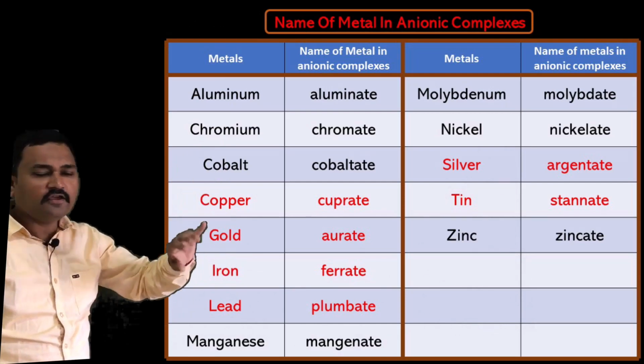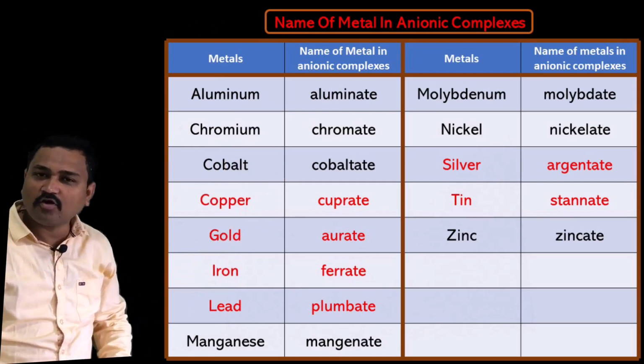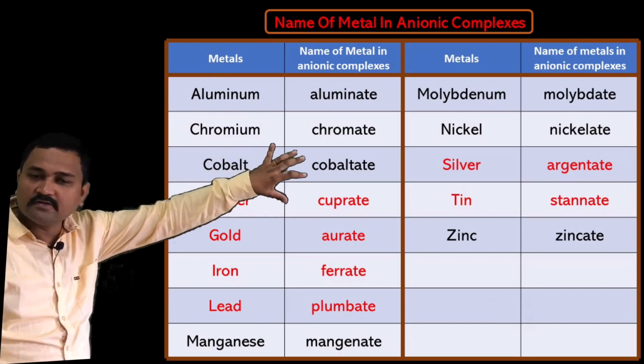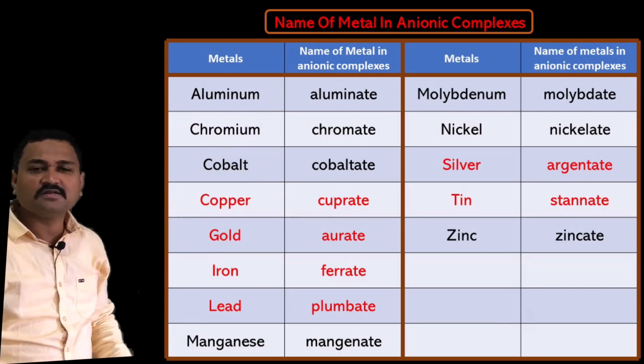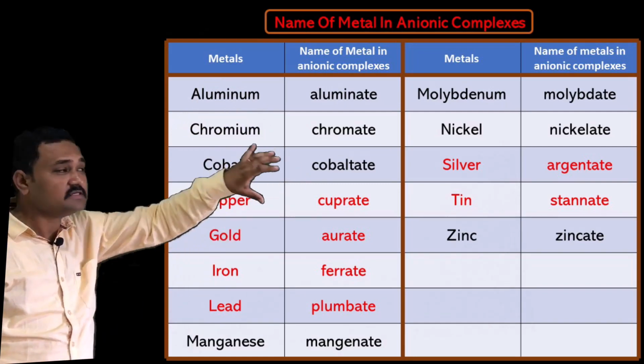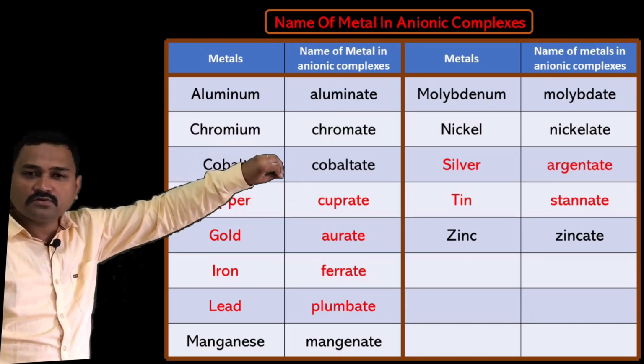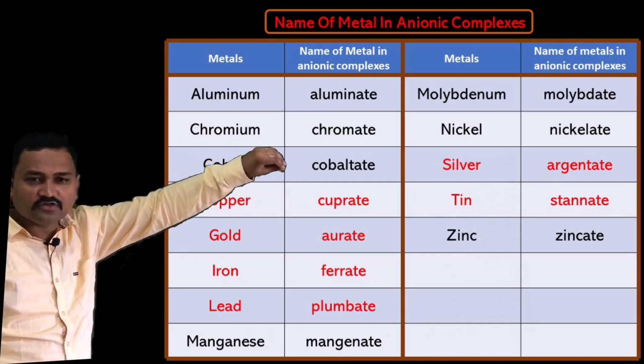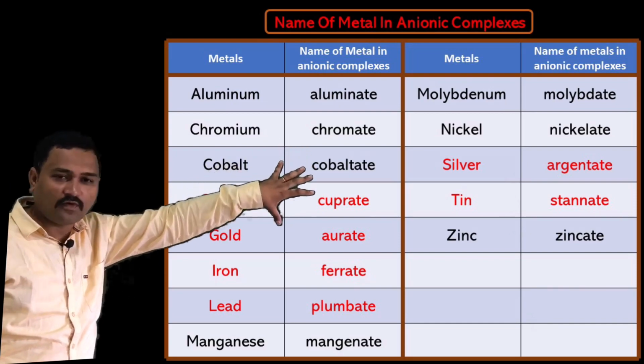Now here again I have shown one table in which I have written the names of metal ions, and if that metal ion is present in an anionic complex, its name should be written in such a manner. So let us consider a few examples, because this table is a very important one. I request you to kindly take a screenshot and write down these names. It will be useful for you.